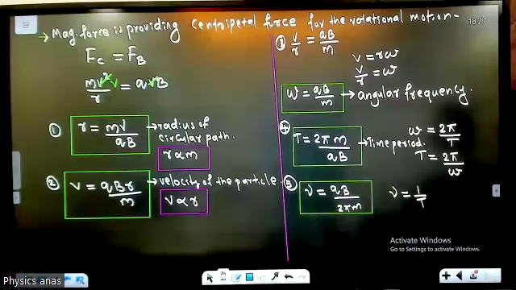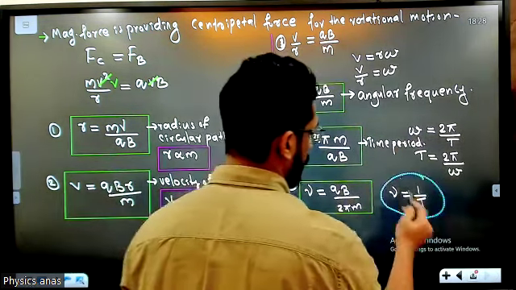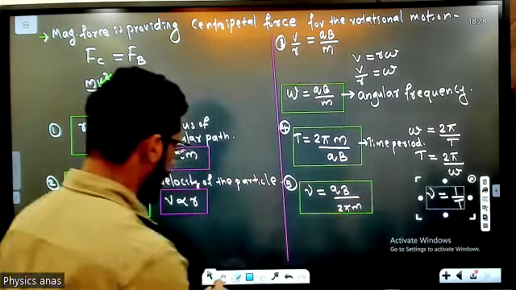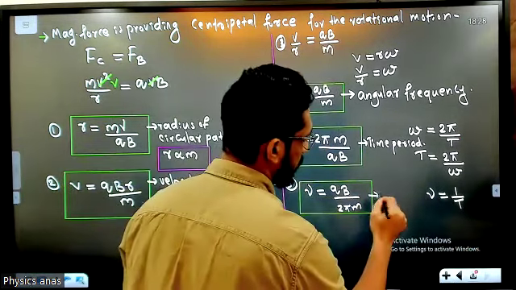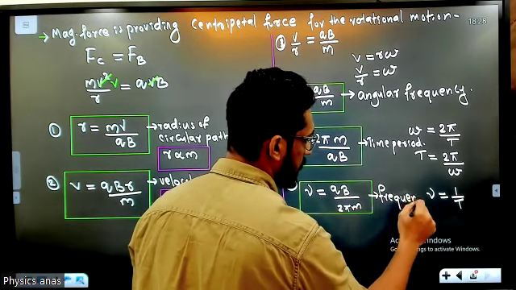Fourth equation. Omega is equal to 2 pi by T, so T is equal to 2 pi by omega. So the time period T is equal to 2 pi m by qB. And this is what? This is frequency.